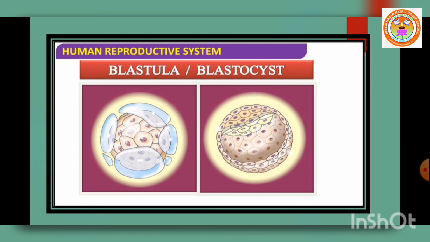So this is called cleavage, the third event in sexual reproduction of human beings. What is cleavage? Repeated mitotic division of the zygote resulting in an increasing number of cells. This is called cleavage.